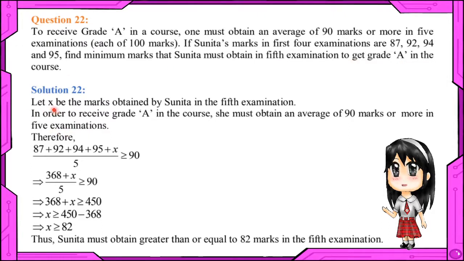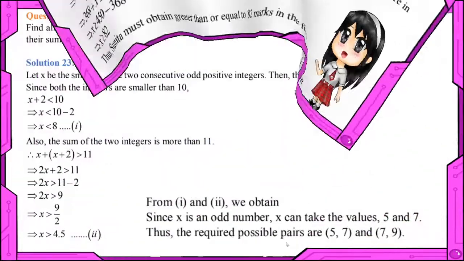So now let X be the marks obtained by Sunita in the 5th examination. Now again the average should be minimum 90, so it can be greater than 90 also. So 87 plus 92 plus 94 plus 95 plus marks in the 5th test, that is X we assumed, divided by the number of examinations 5, greater than or equal to 90. Solve it. What are we getting? X is greater than or equal to 82. So the minimum marks that she has to score is 82, or she can even score more than 82 marks.